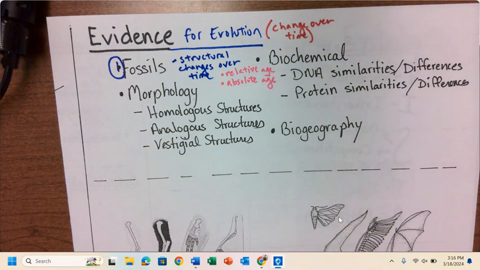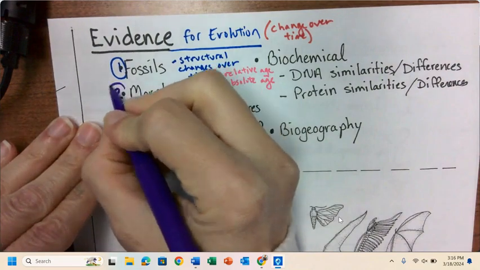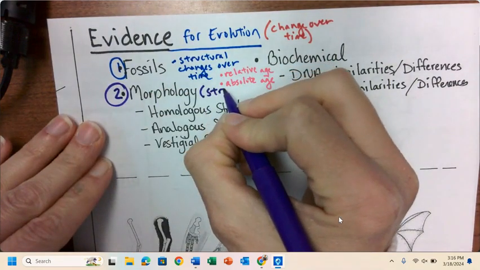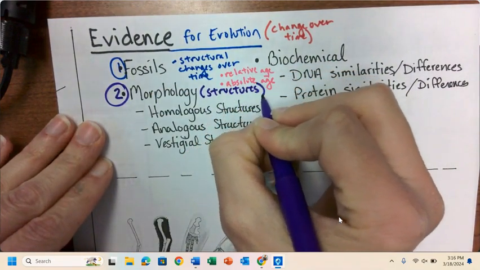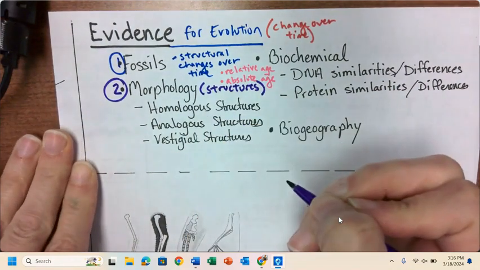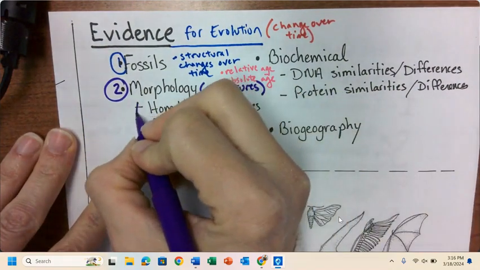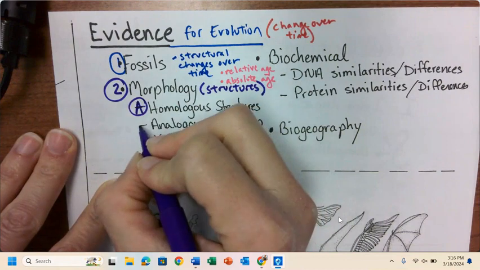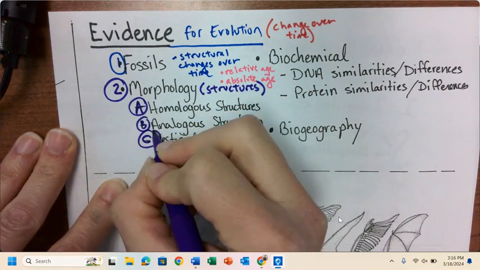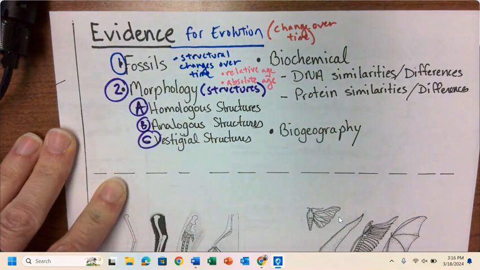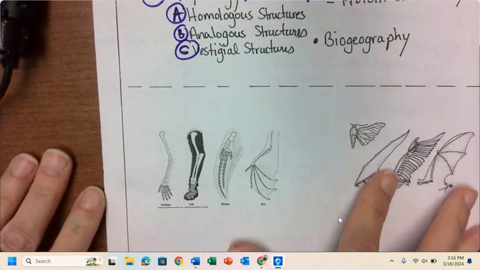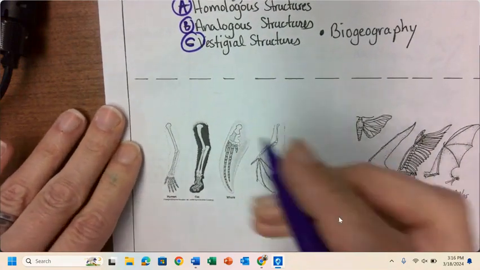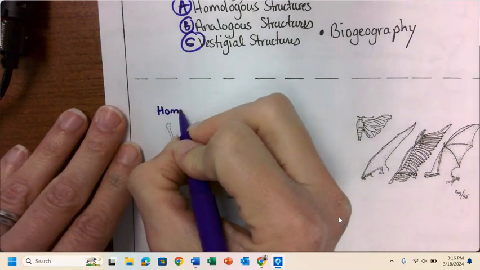The second piece of evidence for evolution is something that's broadly called morphology. And when I say morphology, I mean structures. So I'm looking at structures. And the three structures I'm going to look at under morphology are homologous structures, analogous structures, and vestigial structures. And we can actually see these below. The first structure we'll look at is something called a homologous structure.